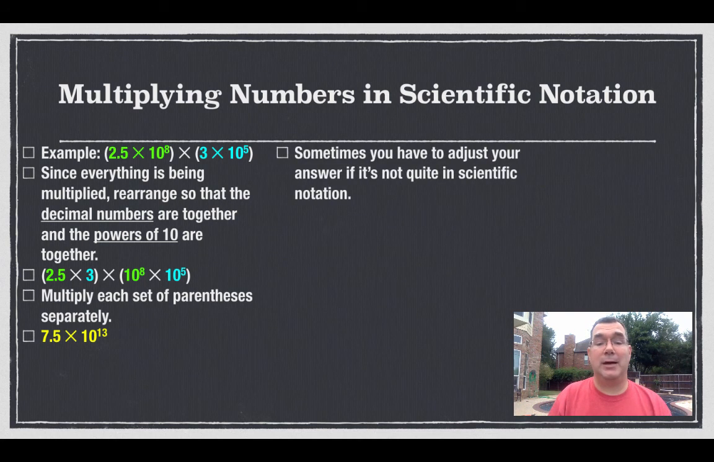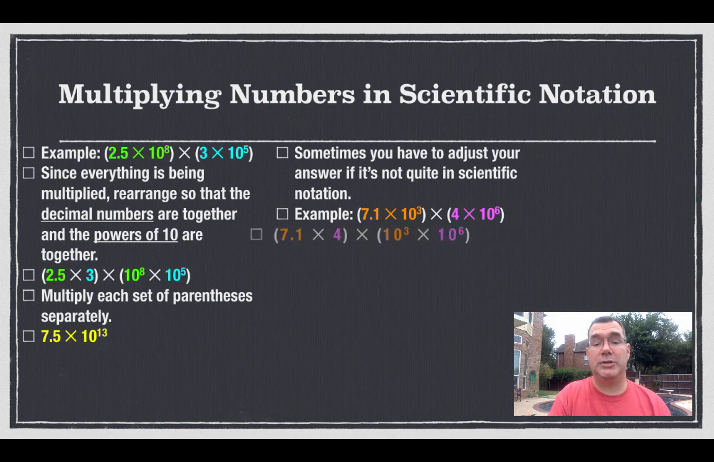Okay. And when you're multiplying, what you'll find is that the decimal number doesn't always have the decimal in the right place. So you may have to adjust. And here's an example of that. If I have 7.1 times 10 to the 3rd, and I'm multiplying that by 4 times 10 to the 6, I'm still going to group the decimal numbers together and the powers of 10 together, and then I will multiply. 7.1 times 4 is 28.4. And 10 to the 3rd times 10 to the 6 is 10 to the 3 plus 6, which is 10 to the 9.